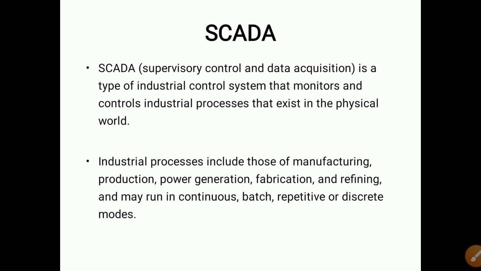The industrial processes include those of manufacturing, production, power generation, fabrication and refining, and may run in continuous, batch, repetitive or discrete modes. If a process works in any mode, it is called an industrial process. So we can control all the processes with the help of SCADA.